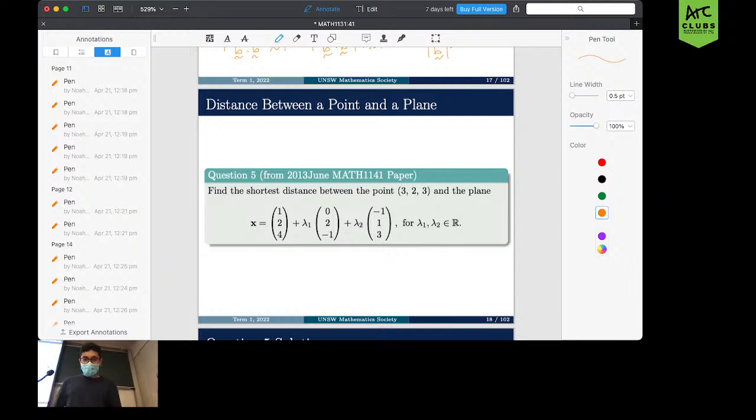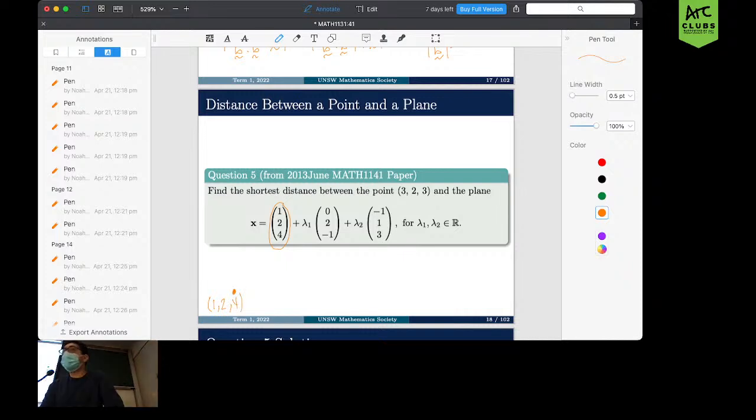So in this question, find the shortest distance between the point 3, 2, 3 and the plane given by that parametric form equation. Now let's quickly draw a diagram. So a point on the plane is 1, 2, 4. We know from our parametric vector form equation that this first vector that doesn't contain the coefficient lambda 1 or lambda 2, that's actually a position vector of any point on the plane. And thus we know that the point 1, 2, 4 is a point that lies on that plane. So I'm just going to put the point here. So that's our point 1, 2, 4.